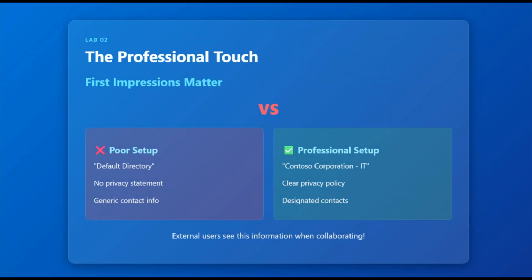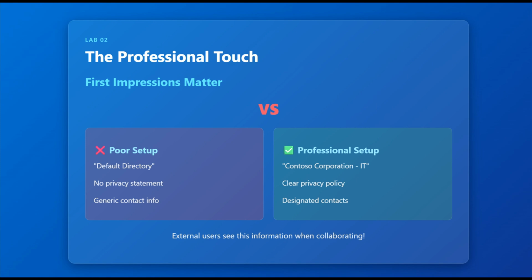And first impressions matter. Your tenant display name and privacy information are not just administrative details. When external users collaborate with you, when employees review app permissions, they see this information. A well-configured tenant looks professional and builds trust. Think about it. Would you trust an app permissions request from default directory or from Contoso Corporation IT department? So first impressions matter even in identity management.